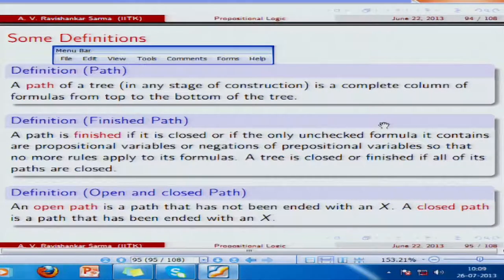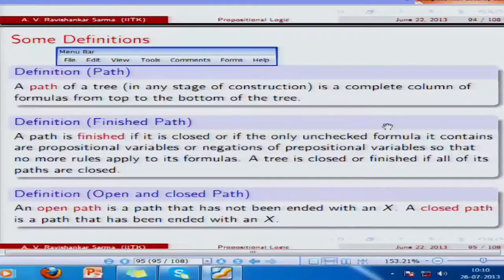What we are simply trying to do is, given a well formed formula, construct an upside down kind of tree, and then see whether or not the given well formed formula is valid, or whether two groups of formulas are consistent, etc. So a path of a tree is a complete column of formulas from top to bottom of the tree. That is considered to be the path of the tree.